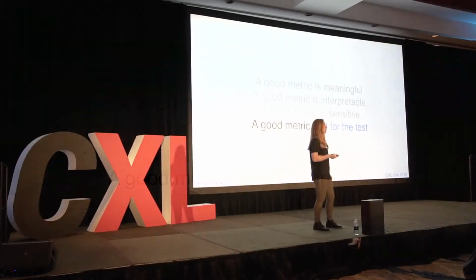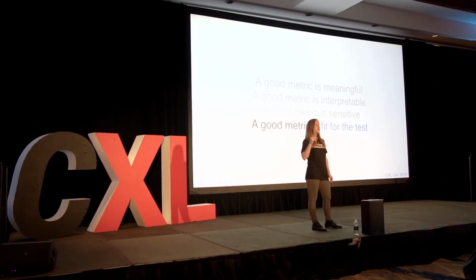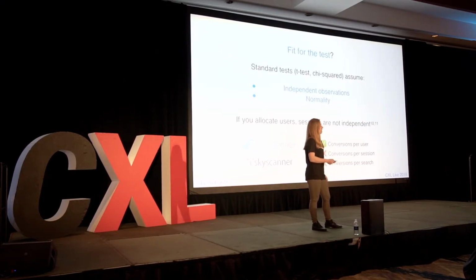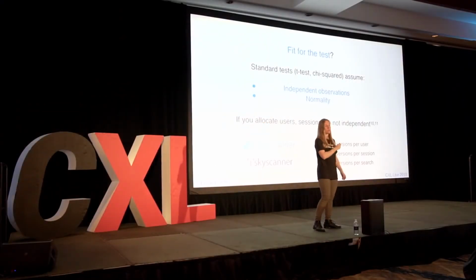And then this last one is a really important one. So the metric that you use must be fit for the test that you're applying to it. So most standard statistical tests, like a t-test or a chi-squared test, assume these two things. So they assume that the observations are independent, and they assume that the error or the noise in the data is normally distributed. And that second one is usually fine if you have a decent enough sample size, but the first one can often catch people out.